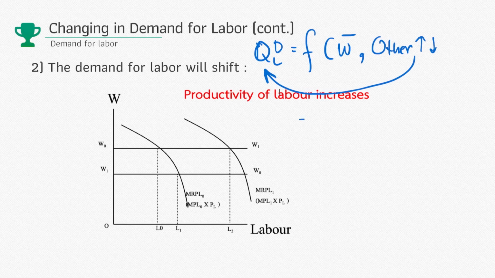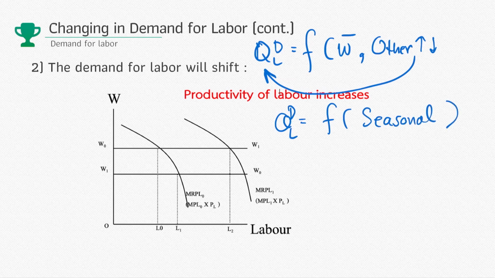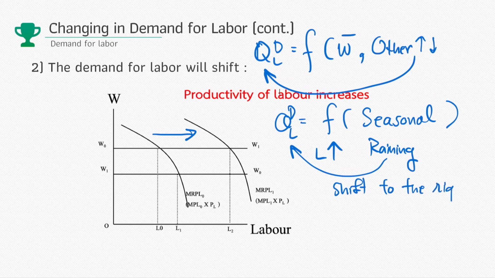If we say QD is a function of the season, of raining, the farmer, every farmer, needs labor to cultivate their rice. Okay, the season is the raining season. It has an effect of higher demand for labor or workers. The demand will shift to the right. Okay, shift to the right. On the other hand, it shifts to the left if it is not the raining season, in the winter season, when there is no rain, so demand for labor shifts to the left.